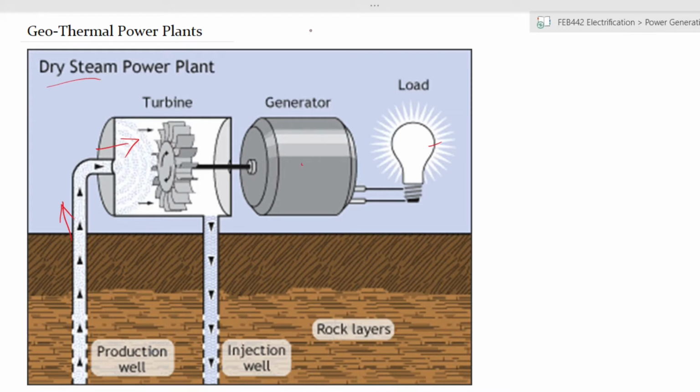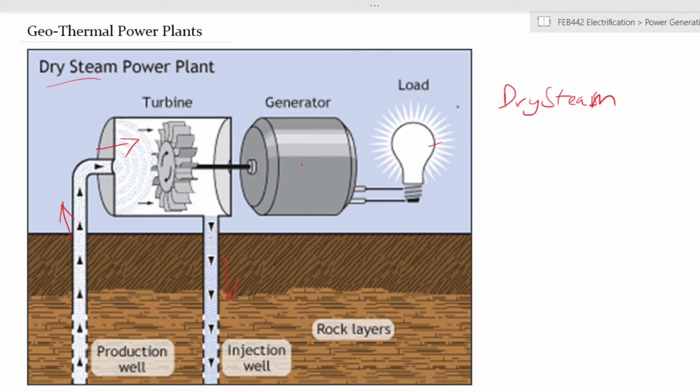In certain cases, you have the same geological formations. However, you do not have steam in itself. So you have to dig an additional well, which is the injection well, and you pump down water, which is then superheated into steam, and you tap off the same steam to power your turbine. So that is indirect steam.